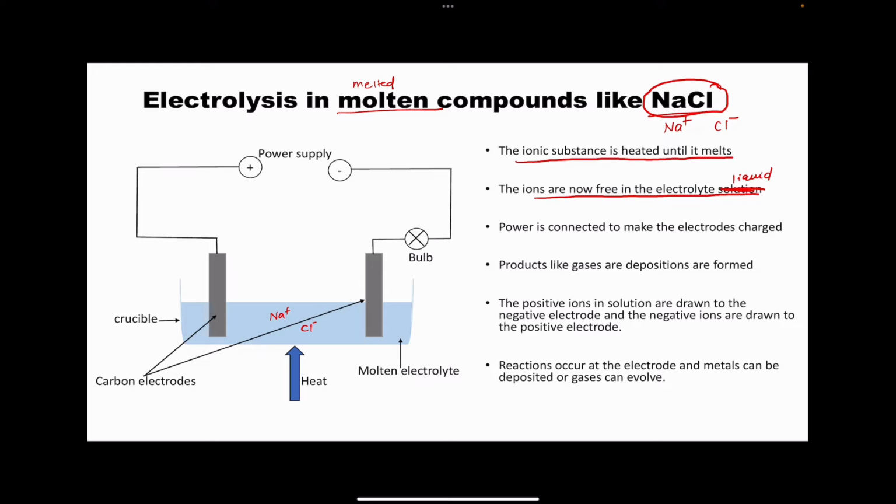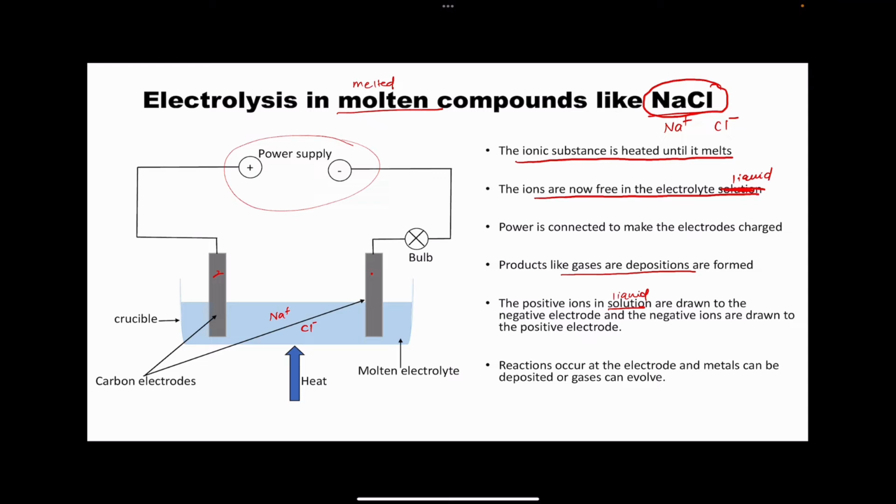And then the power is connected to make the electrodes charged. This power is going to cause these electrodes to be charged so that the ions in that liquid go towards the oppositely charged electrodes. So products like gases are formed, and then the positive ions in the liquid, because this is molten, are drawn to the negative electrode, and the negative ions are drawn to the positive electrode.